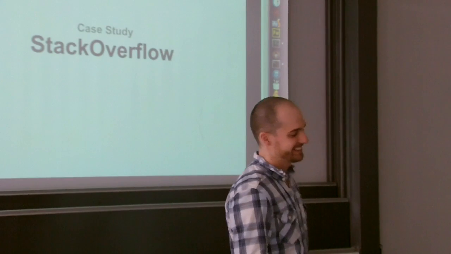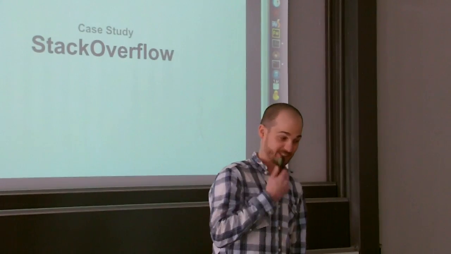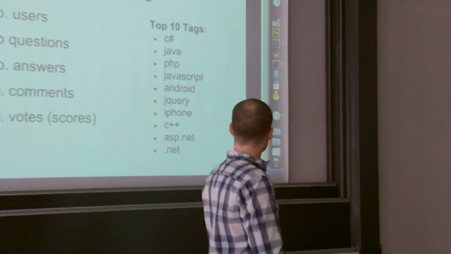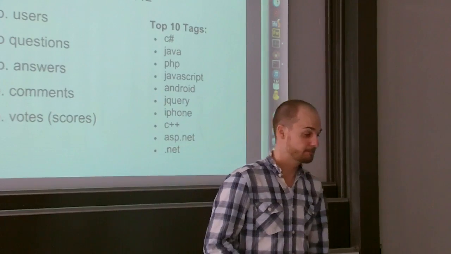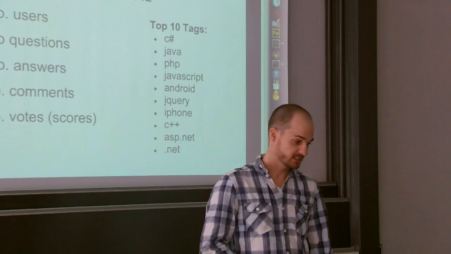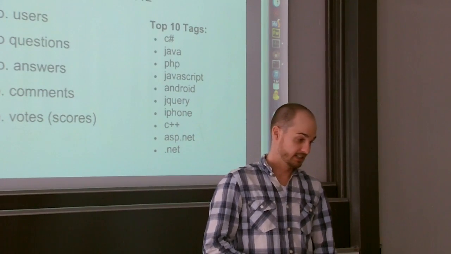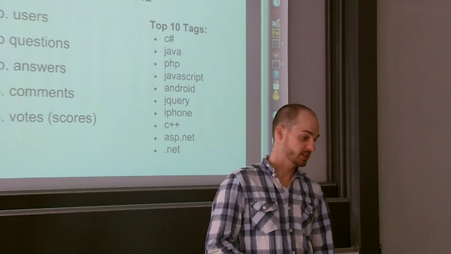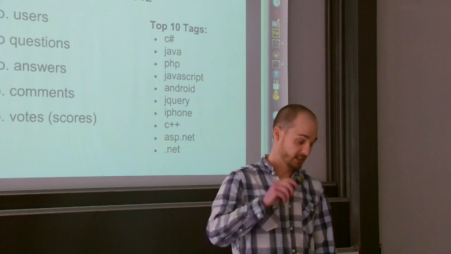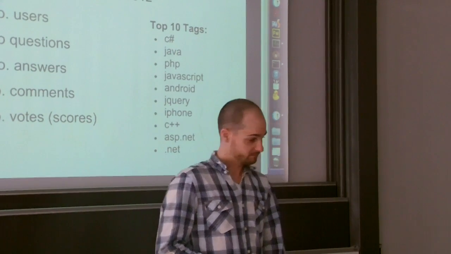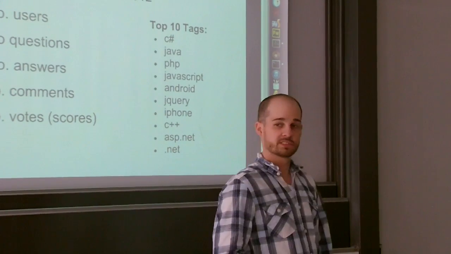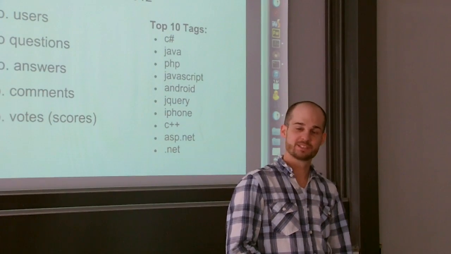So we got a database dump from Stack Overflow, and what we got was a dataset with data from four years, from 2008 to 2012. It has 1.3 million users, 3.4 million questions, 6.8 million answers, and a lot of other stuff. Interesting side note, these are the top 10 tags. Smalltalk was not even in the top 100. We have to change that.